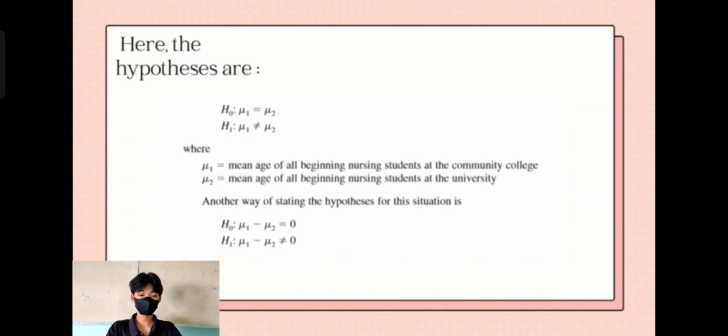Here, the hypotheses are: mean sub 1 equals the mean age of all beginning nursing students at the community college. Mean sub 2 equals the mean age of all beginning nursing students at the university.